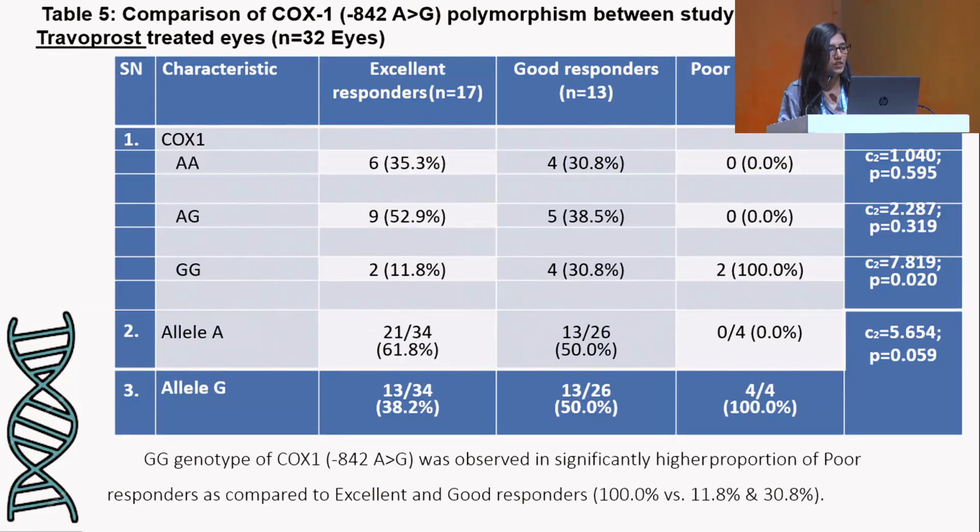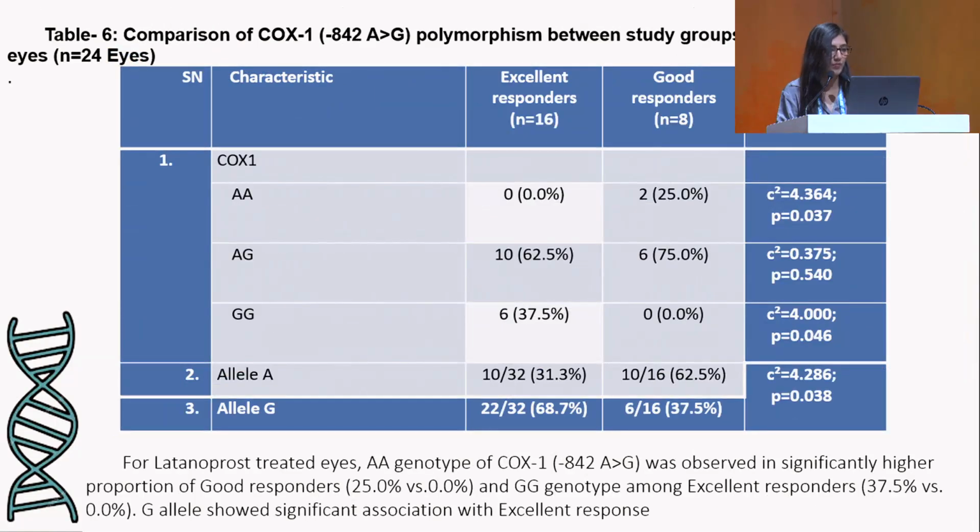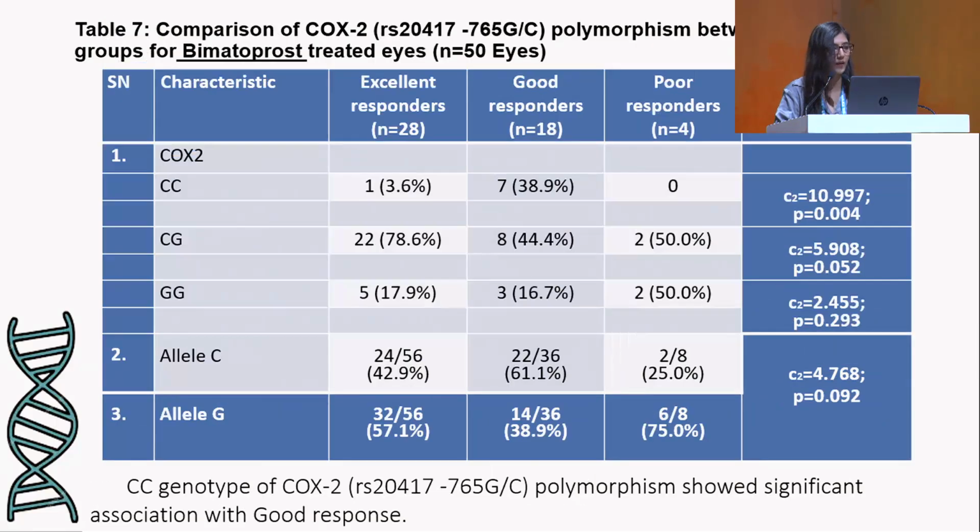Now the comparison of COX-1 polymorphism between the study groups for travoprost treated eyes. In this, we found that the GG genotype of COX-1 was observed in significantly higher proportions of poor responders as compared to the excellent and good responders. Comparison of COX-1 polymorphism between study groups for latanoprost treated eyes. For latanoprost, the AA genotype of COX-1 was observed in significantly higher proportion of good responders and the GG genotype among excellent responders. The G allele also showed a significant association with excellent response.